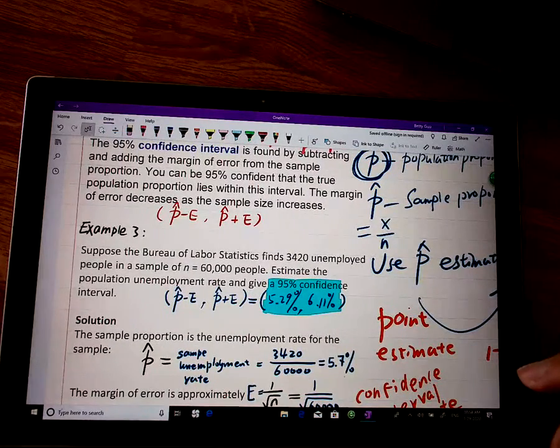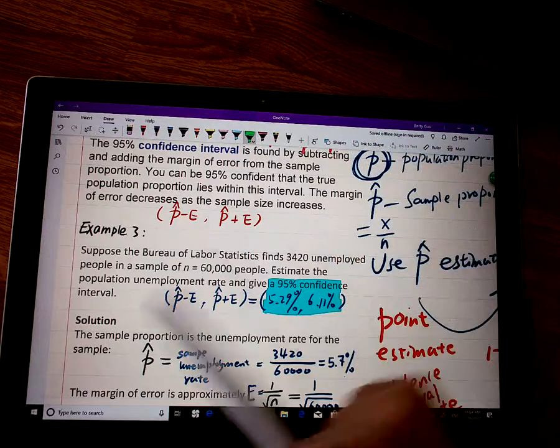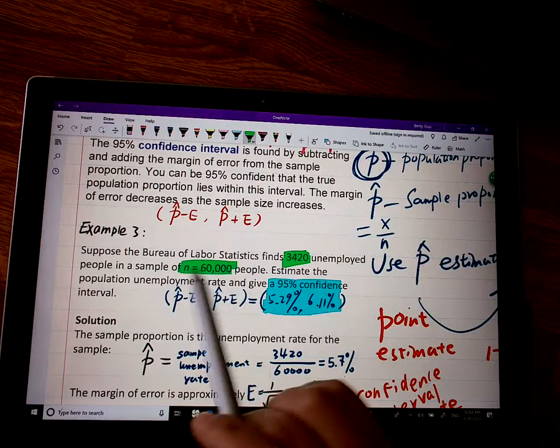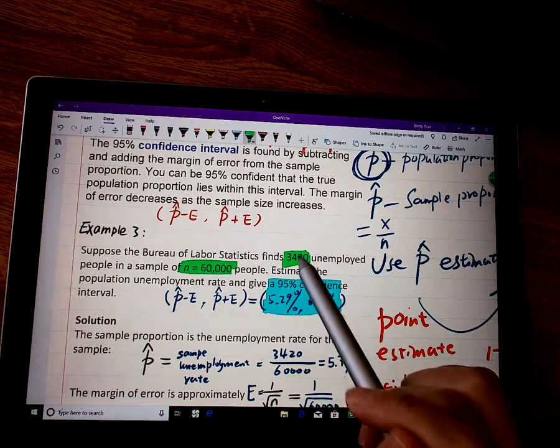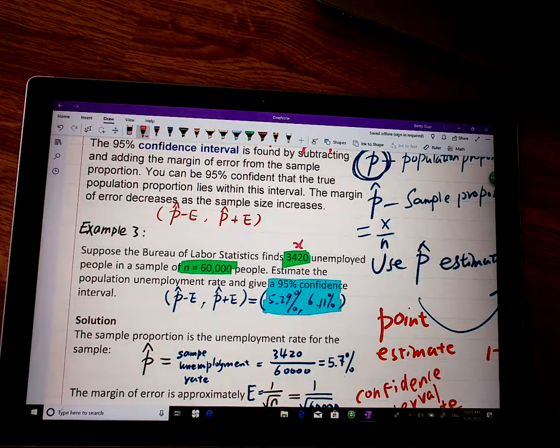Example 3. Suppose the Bureau of Labor Statistics finds 3,420 unemployed people in a sample of n equals 60,000 people. Estimate the population unemployment rate and give a 95% confidence interval. All right. We have this value, which is n, that is given. And what about this value? How do you understand that? That's the number of successes.